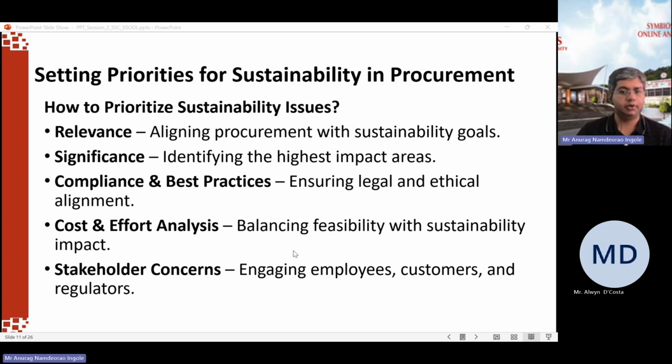Then cost and effort analysis: you have to balance feasibility with sustainability impact. Your highest impact may be something like being net zero, but you are not currently in a position to invest that much. So in cost and effort analysis you have to do whether we are in a position to invest this much amount. Do we have the resources to invest in these many efforts for this particular initiative, because these are on top of your day-to-day operations. We as a business also have to survive.